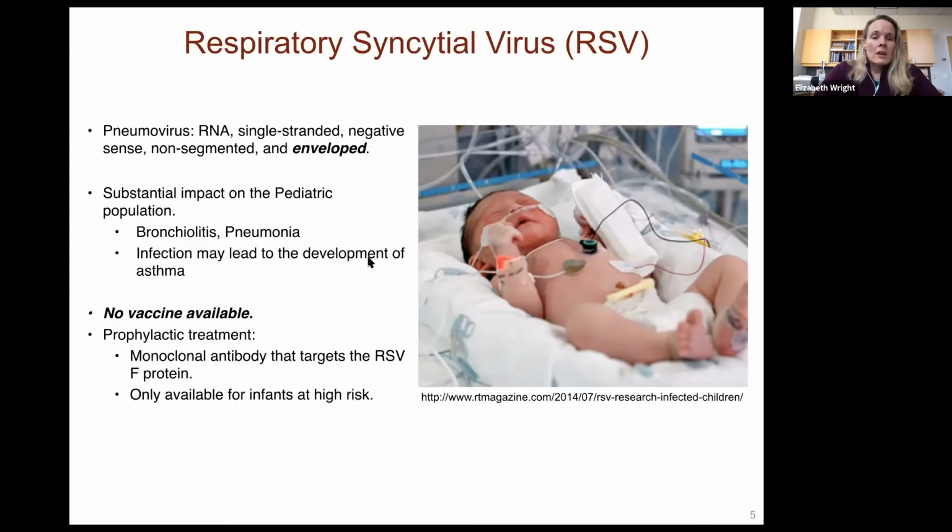So it can give us bronchiolitis, pneumonia, and many times children who are infected when they're very young can lead to the development of asthma. At this point in time, there's no vaccine available. So many groups are working hard to develop one. There is a monoclonal antibody treatment, but this is only available to infants at high risk. So commonly, if your child or infant is infected with RSV, the doctor will say, keep them comfortable, rest, fluids, in hopes that the infection will pass.